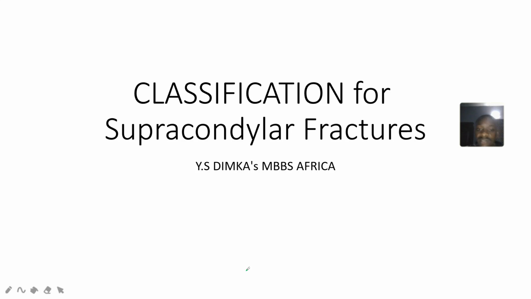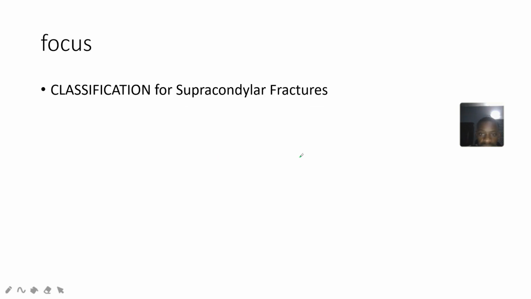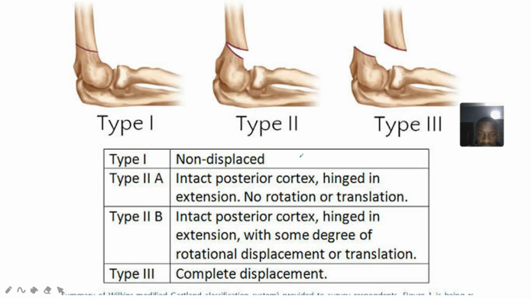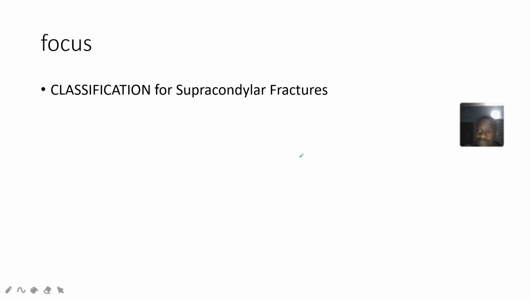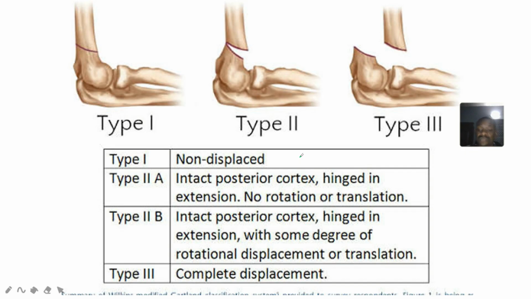Now, moving to the next type of fractures, we're looking at the fractures known as supracondylar fractures. Here we have to classify them. They're divided into different stages, or you could say types: type 1, type 2, type 3. We'll define all of them.